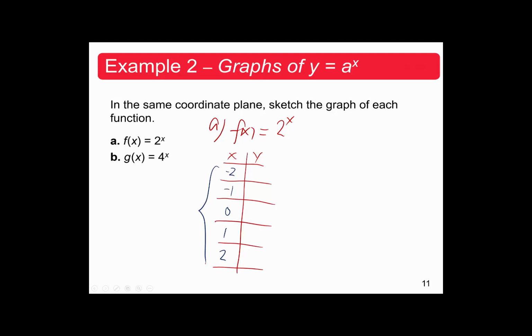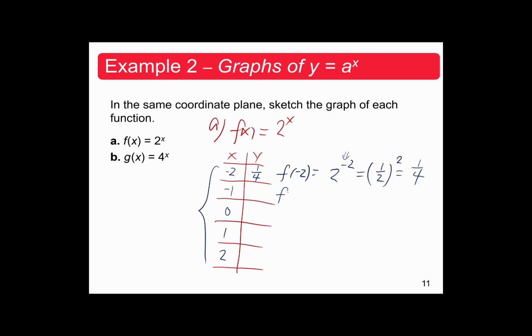Now let's find the y values. f of -2 should be 2 raised to the -2 power. If you do it algebraically, this should be half to the second. In order to cancel this negative sign, we change the base to its reciprocal. Half to the second power is a quarter. Okay, a quarter is 0.25, right? So that's good.